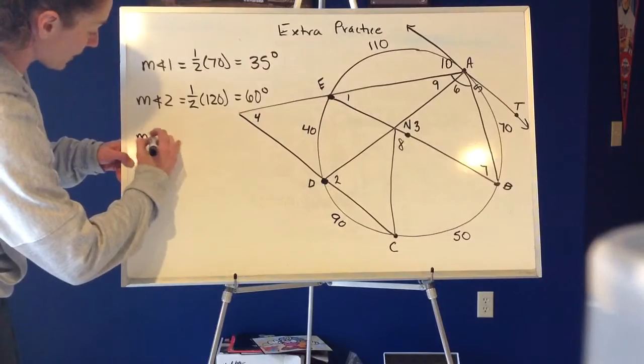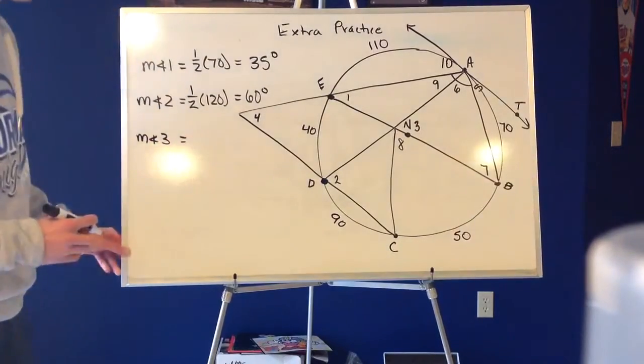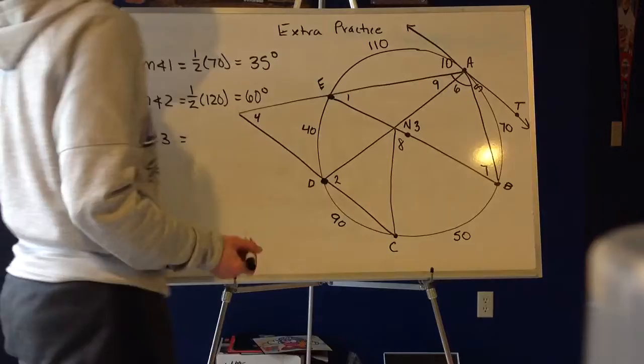Okay, next one we've got is angle 3. Angle 3, you can notice, is a random interior one.